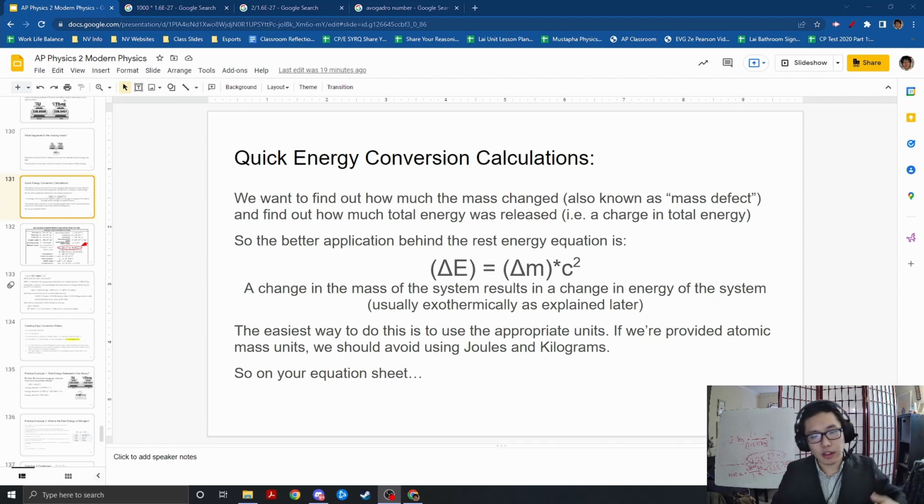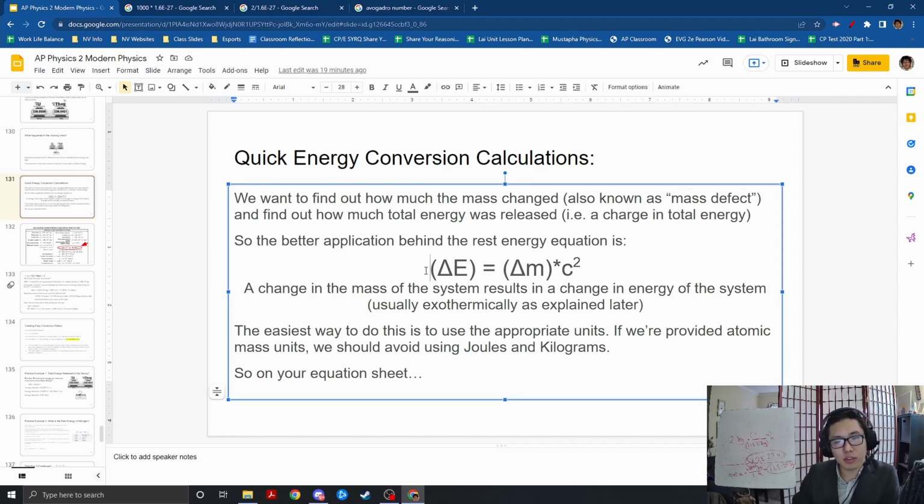So here's the thing next. We want to start calculating how much energy is actually being released from this change in mass. And this is why, once again, Einstein's rest energy equation of E equals mc squared is not going to be as helpful for us. We already know that the energy being released is going to be released in the form of kinetic energy, or in the form of photons, right? So we just want to know how much energy is being released. So all we have to really look at is change in mass.